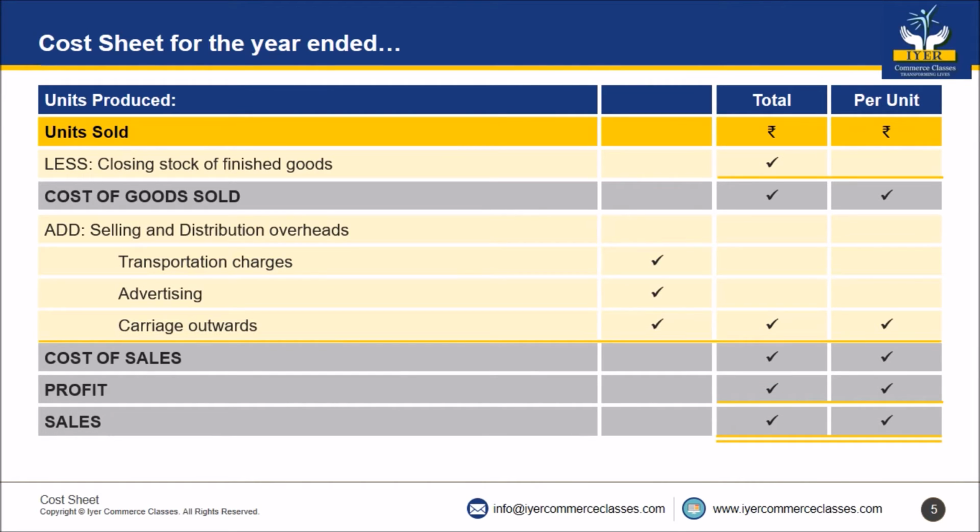So friends, I am repeating once again: direct cost, direct material, direct wages, direct expenses, prime cost, add factory overheads, less sale of scrap, opening stock of work in progress, closing stock of work in progress, you get works cost. Add office and administrative overheads, you get cost of production. Add opening stock of finished goods, less closing stock of finished goods, we get cost of goods sold. Add selling and distribution overheads, we get cost of sales, profit, and lastly sales.